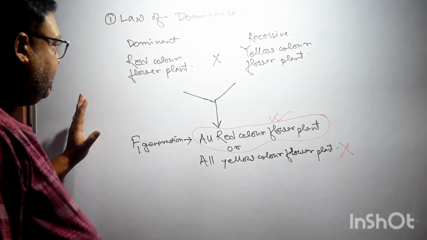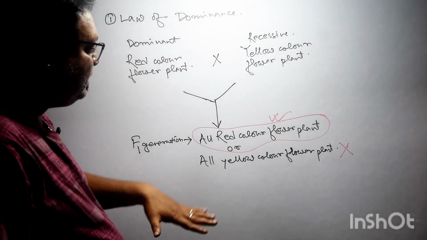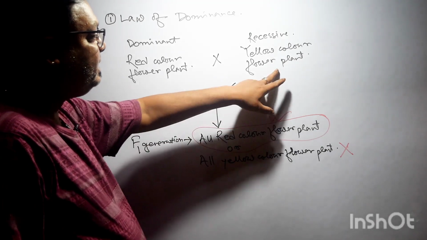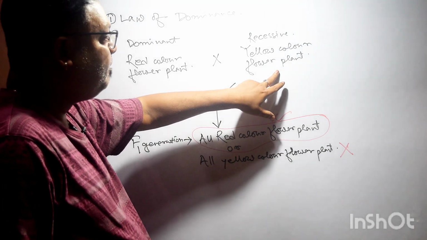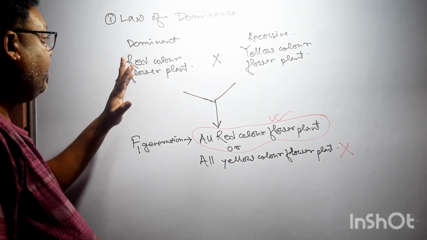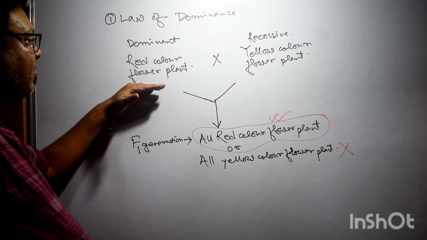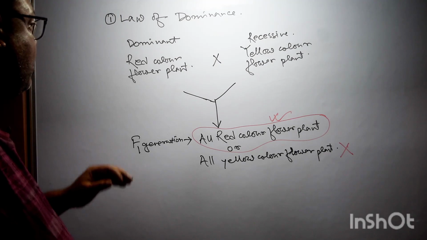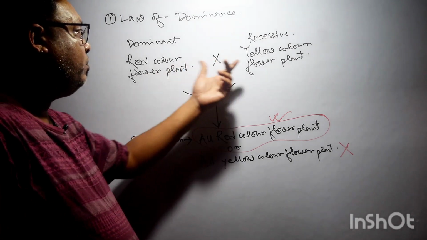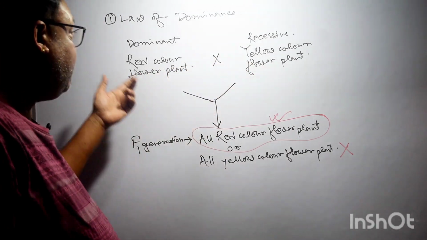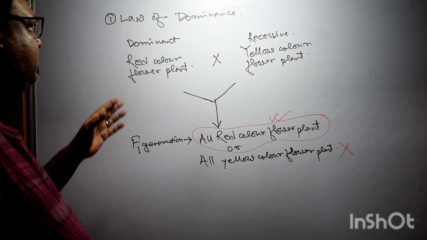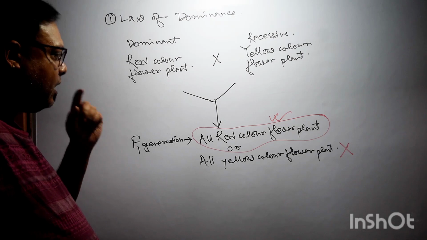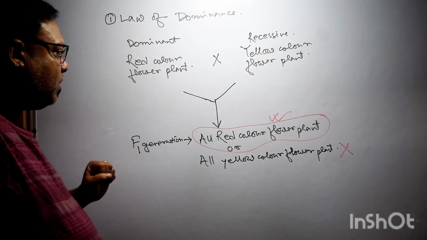And vice versa, if we get all yellow color flower plants, then the yellow color flower parent will become the dominant one, and the red color flower parent will become the recessive one. This is very important, to identify which one is dominant and which one is recessive. This will help us identify the genotype of the character, or the genotype of the cross.